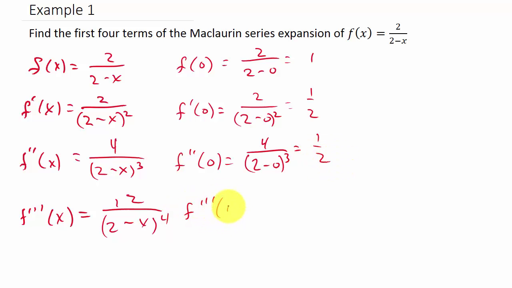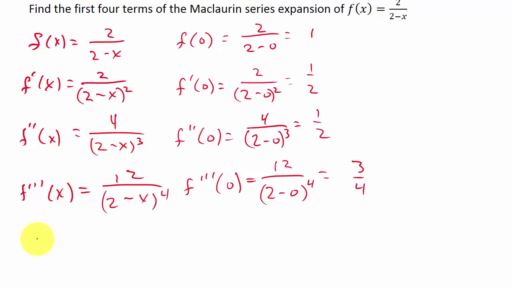And f triple prime of 0 would be 4 over 2 minus 0 to the 4th. So this would be 2 to the 4th, which is 16, and 4 over, I'm sorry, that's not a 4, is it? I think I was looking at this one up here. That would be 12. And so 12 over 16 would be 3/4.